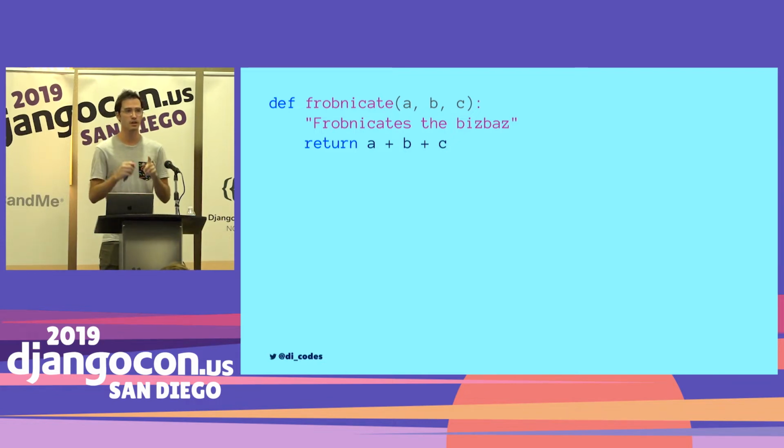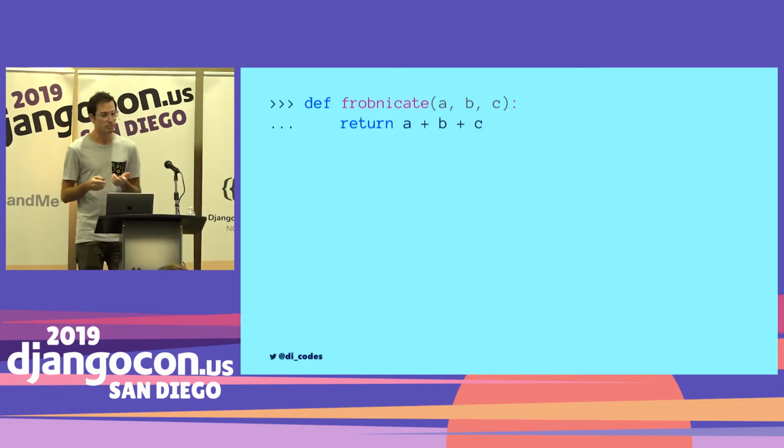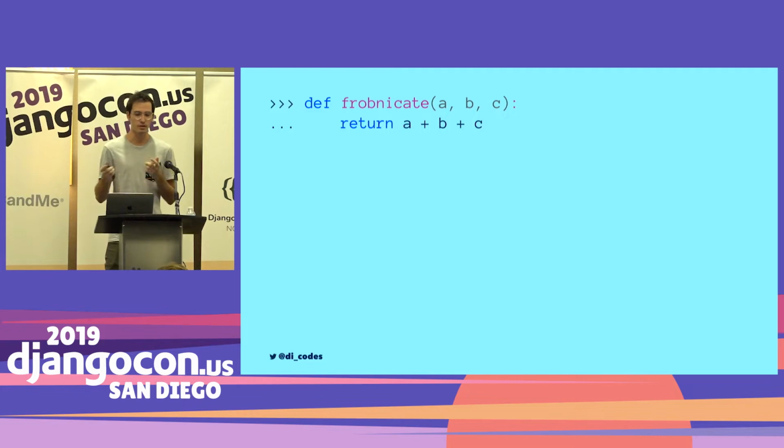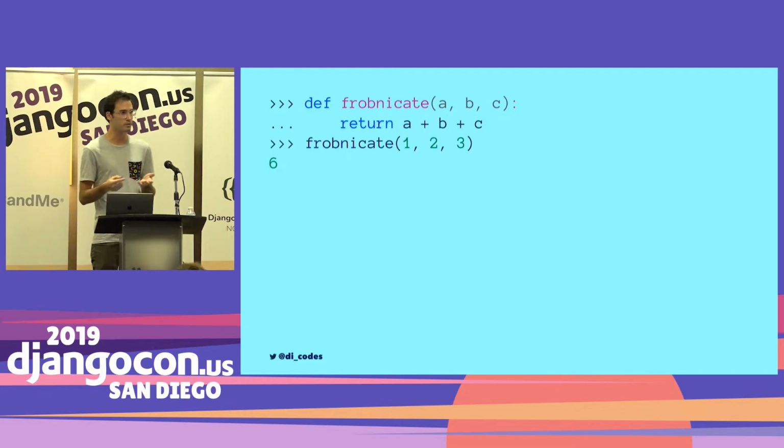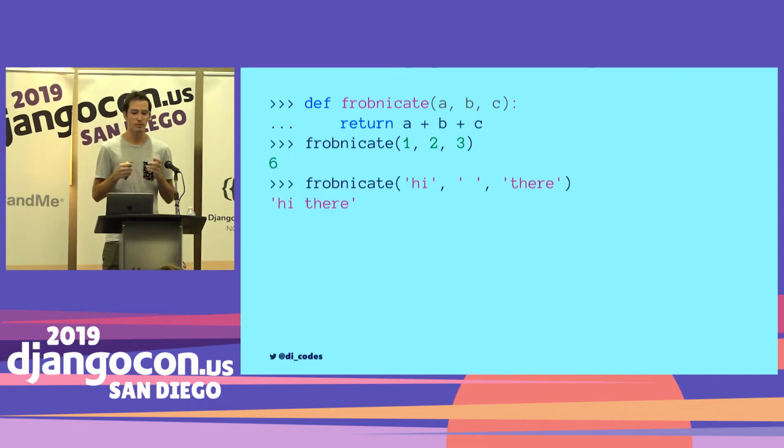So if you saw this function and you had no idea what frobnicate meant, because it's a made-up word, what would you expect the arguments to be here? And what would you expect the return type to be? So you might say, it might make sense for these to be integers, right? So I define the function, I can call frobnicate 1, 2, 3, and I get 6, the sum of all these integers. But also I could call frobnicate with strings.